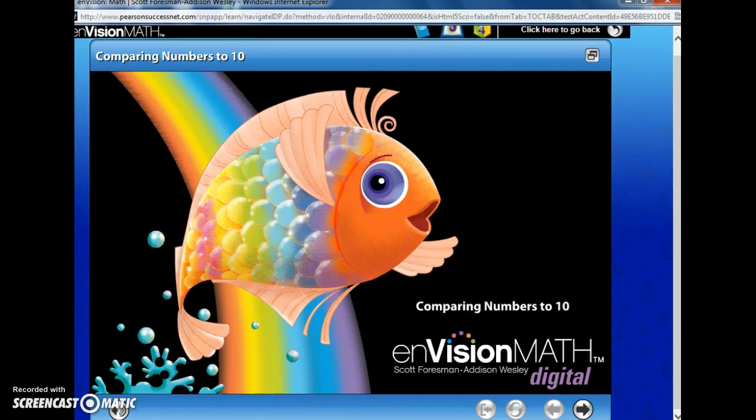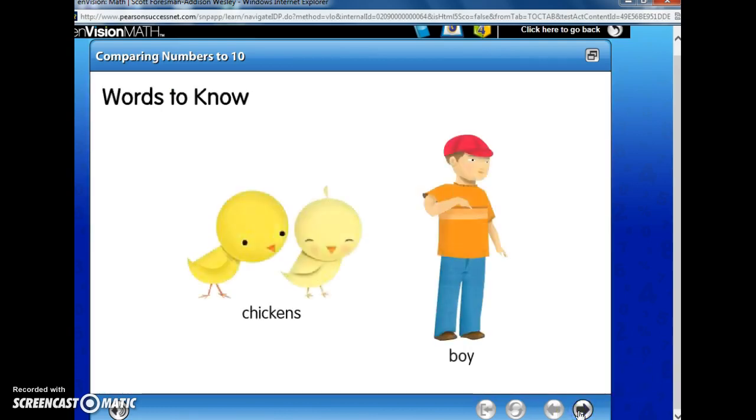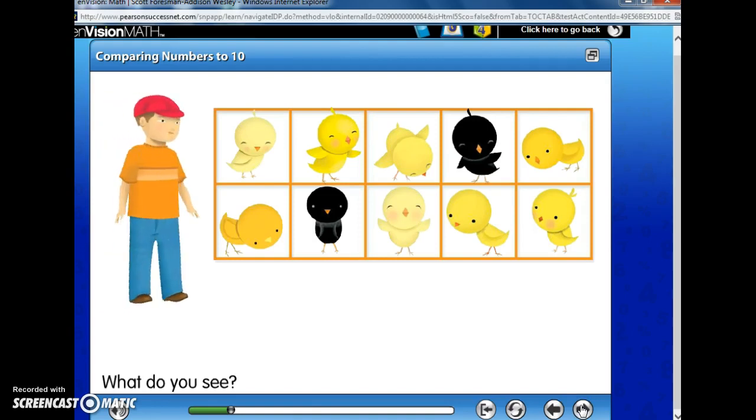Okay, so we're going to be comparing numbers to 10, greater or less than 10. These are words to know. These are what? Chickens. And this is a boy. What do you see? Just tell me. Try to talk to your neighbor and tell your neighbor.